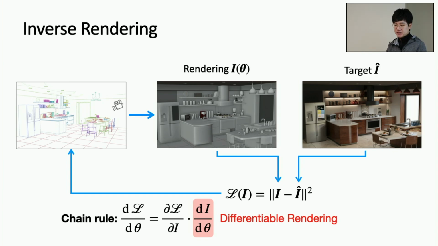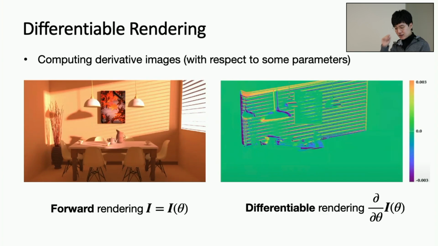By applying the chain rule, we can decompose it into two components, where the second component requires differentiating the rendering function I. So differentiable rendering is all about computing this derivative of the rendering function with respect to the scene parameter. On the left, we show a forward rendering result, which is a nice dining room with the light sources outside. And on the right, we visualize a derivative image with respect to the sun location.